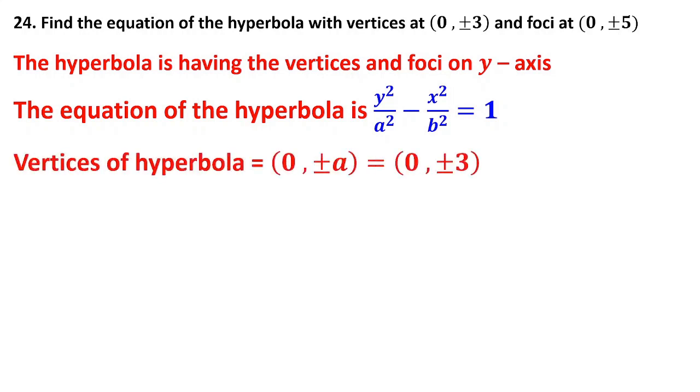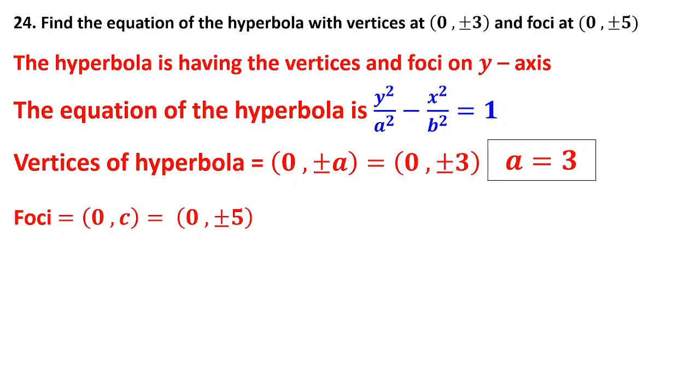Let us check it now. Vertices of the hyperbola 0 comma plus or minus a is 0 comma plus or minus 3 given in the question. Therefore, a is 3. Good. Let us go to the focus. It is 0 comma c. Some books will write it as 0 comma ae. Both are the same. 0 comma plus or minus 5. Therefore, c is equal to 5.